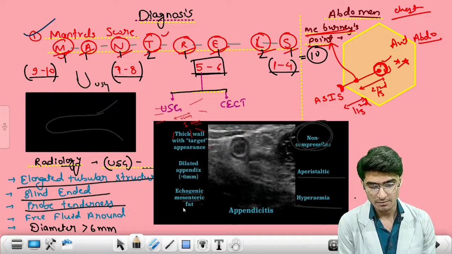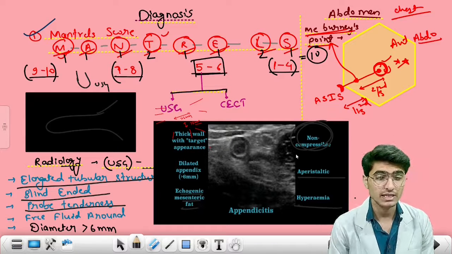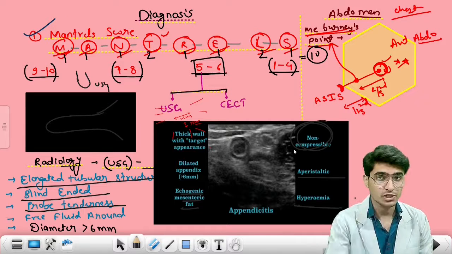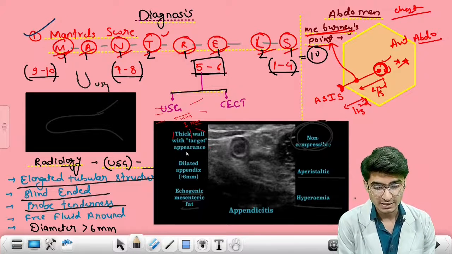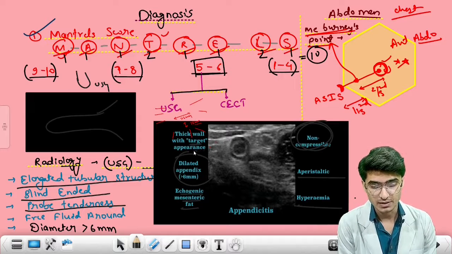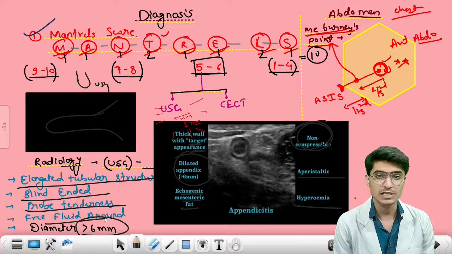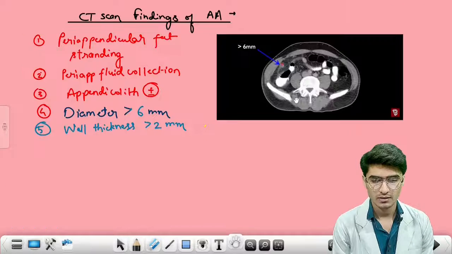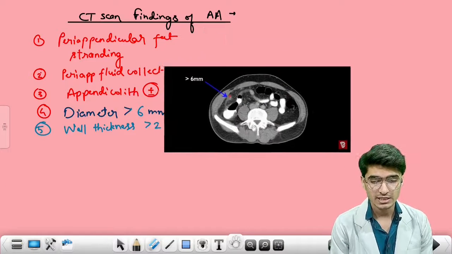the echogenic mesenteric fat, which is called fat stranding, periappendicular fat stranding, is also present here, and the dilated appendix more than 6 mm as we have discussed, and the target sign is present here as well. Okay, and the diameter is more than 6 mm, and free fluid is being collected around the appendix. And now let us discuss the CECT findings, right?